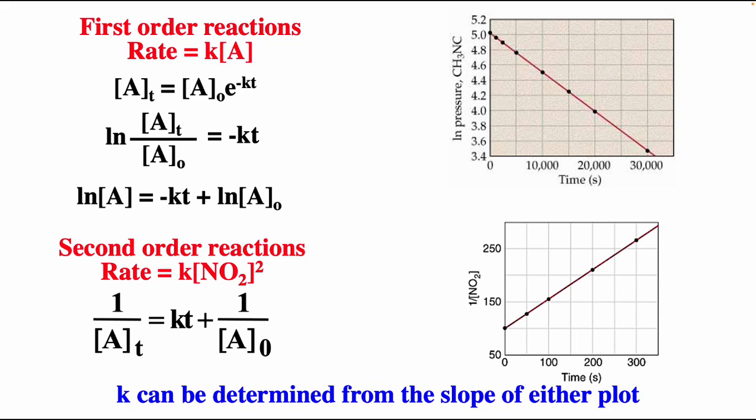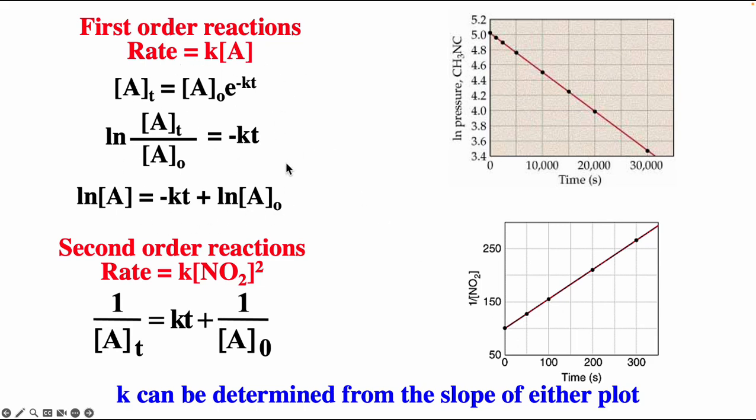So by looking at concentration as a function of time, we should be able to determine if a reaction is first order or second order. And so if the natural log of the concentration as a function of time is a straight line, it means it has to be first order. If 1 over the concentration as a function of time is a straight line, that means it has to be second order. For first order processes, we have one set of equations.